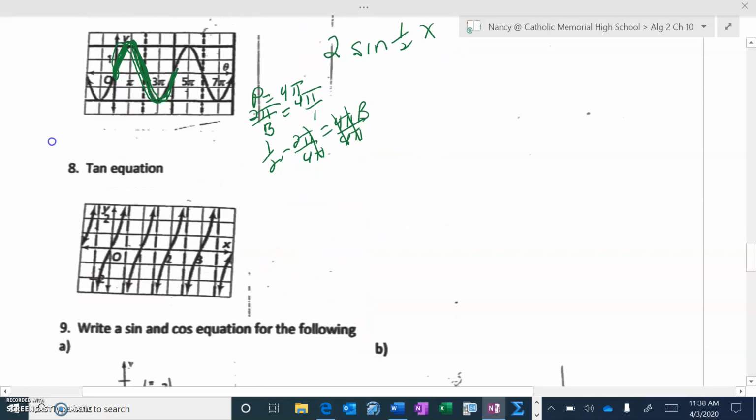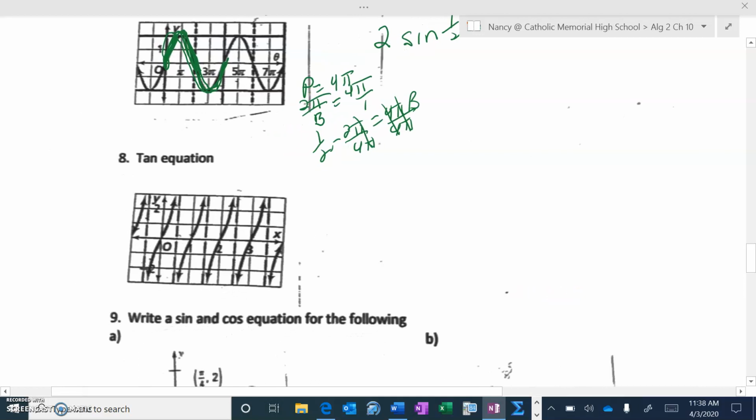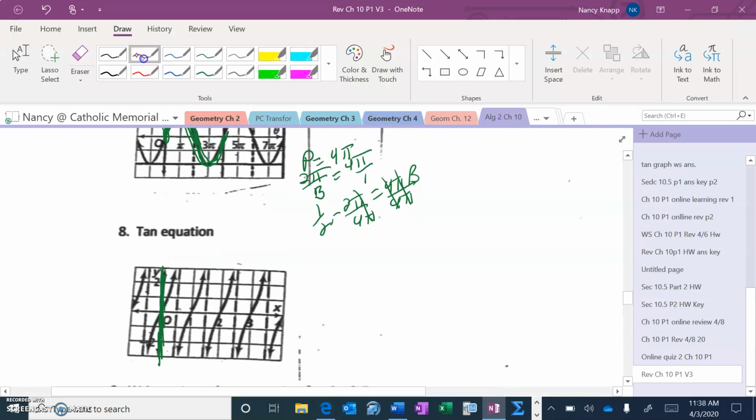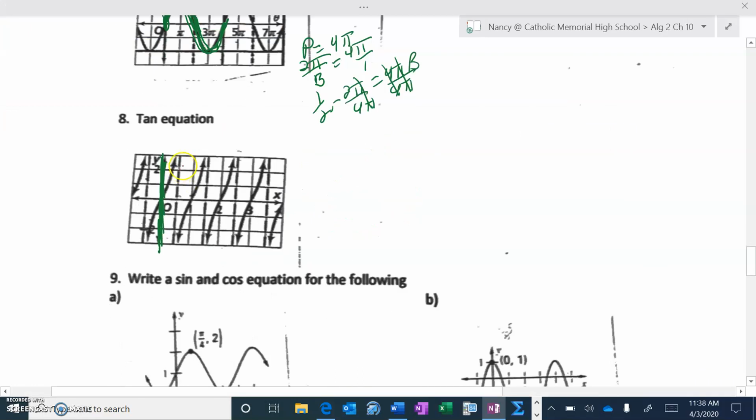If I look at a tan graph, tan is sometimes the hardest, particularly when they give you a lot of tan graphs. Find the y-axis. So your y-axis is right here. So then find the two asymptotes that are on either side of that. So there's an asymptote here, and there's an asymptote there. So that's the tan graph I'm looking at.